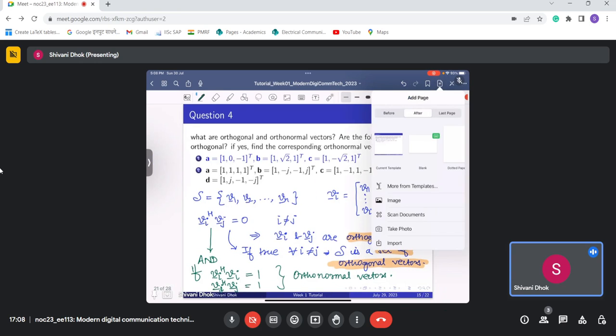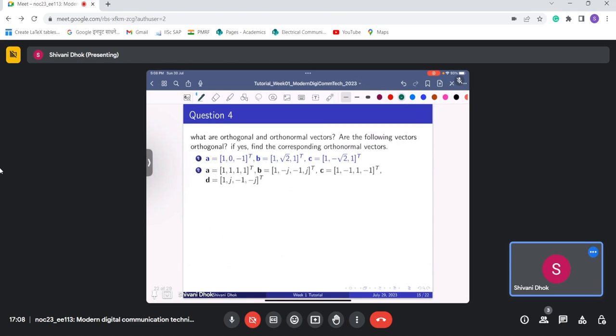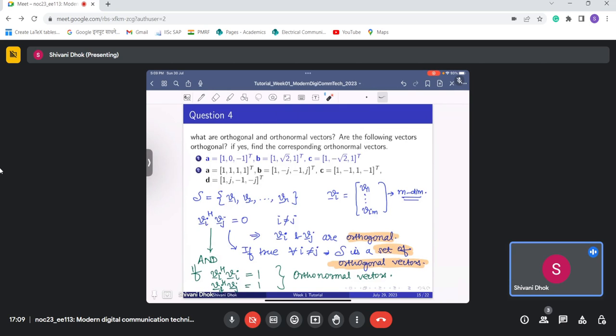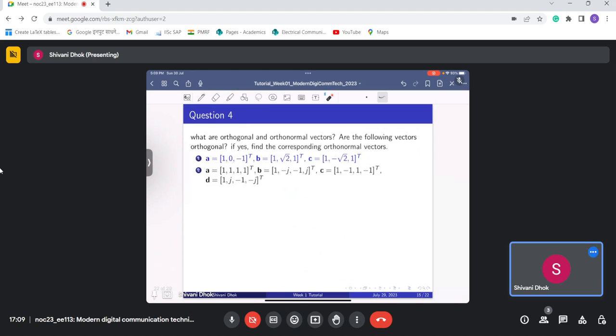Okay, so what we have here is we have been given some set of vectors which are a, b and c. When I need to represent any vector, I'll put a dash or underline, like I have done here, so that I can separate a vector from a scalar quantity. We need to see if these are orthogonal, and if they are, then we'll convert them to an orthonormal set of vectors.